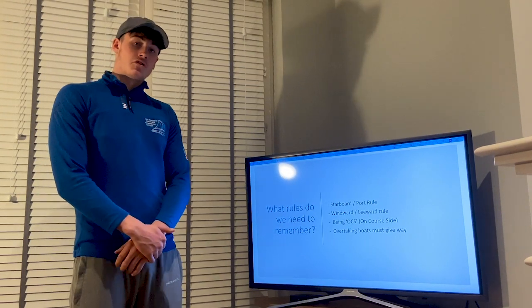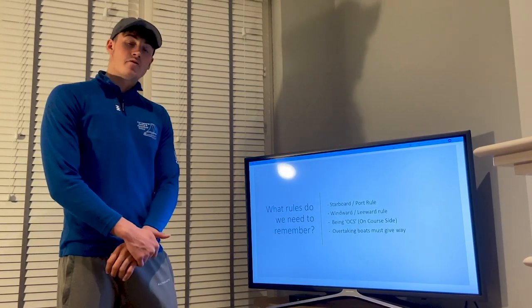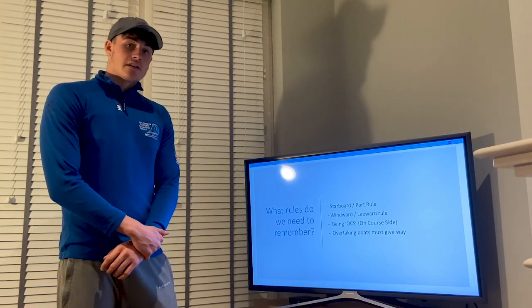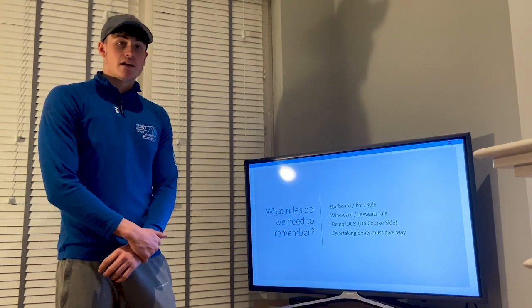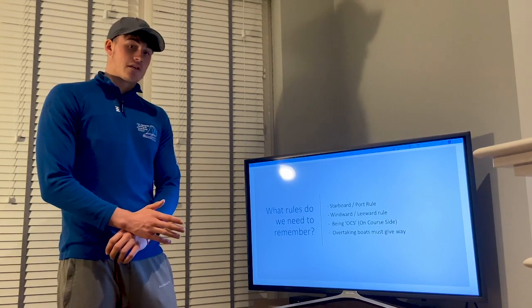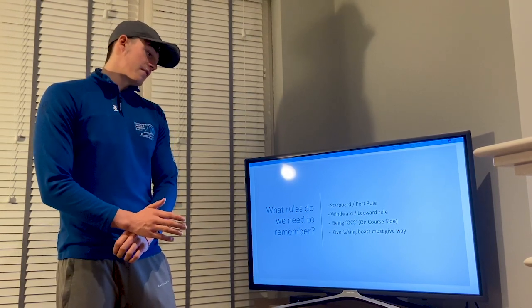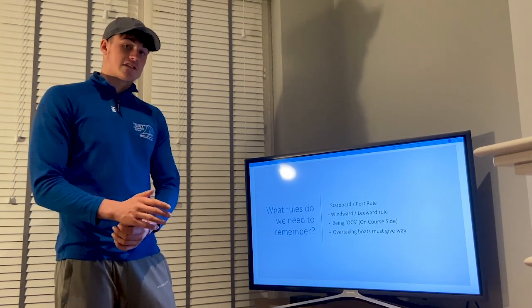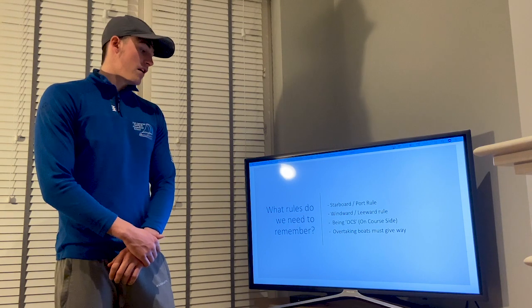Now the windward-leeward rule, what does this mean? So a windward boat must steer clear. So the boat that is sailing closest to the wind on the windward side must give way to the boat that's further away from the wind on the leeward side. So that's very simple.